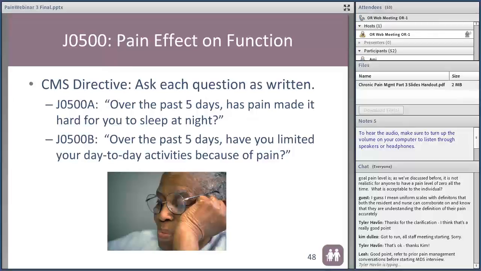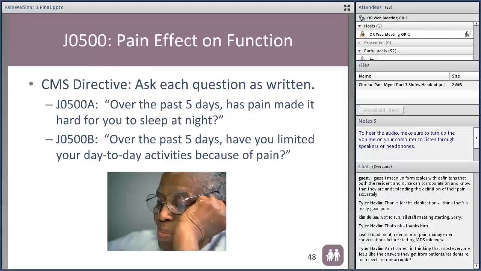It again helps them. No, I really haven't had any pain in the last 5 nights. I felt pretty darn good. Yeah, a reminder of what has happened. Exactly. Another one is, it was nice to see you in bingo and exercise group yesterday. It looked like you were doing very well. Over the last 5 days, have you limited your day-to-day activities because of pain? Just a couple of examples, again, of some of that conversation prior to asking that MDS question.